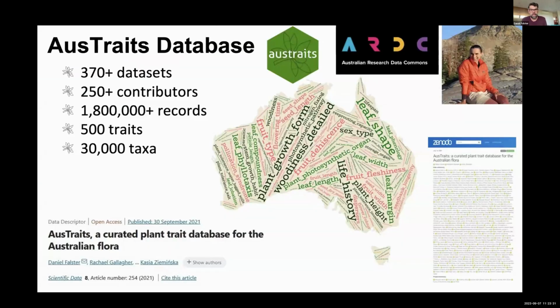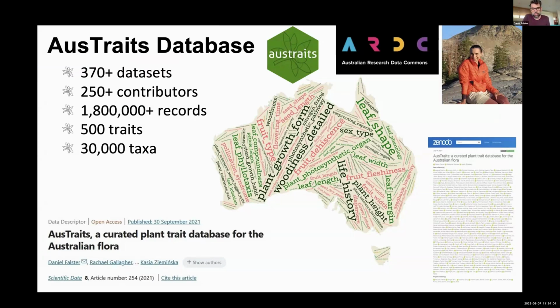There's not a lot of data that's been available on this, despite huge amounts of research. So in our lab, we've led a national effort funded by the Australian Research Data Commons to compile trait data. We've released publicly the AusTraits trait data set that puts together over 370 different trait data sets. We've got over 1.8 million records, and these span up to 30,000 different plant taxa in Australia. This is led by Lizzie Wenk in my lab.